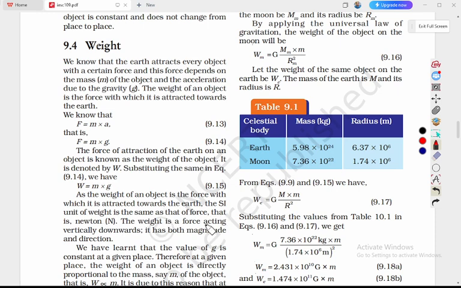The weight is a force acting vertically downwards. It has both magnitude and direction. Therefore, it is a vector quantity, right?